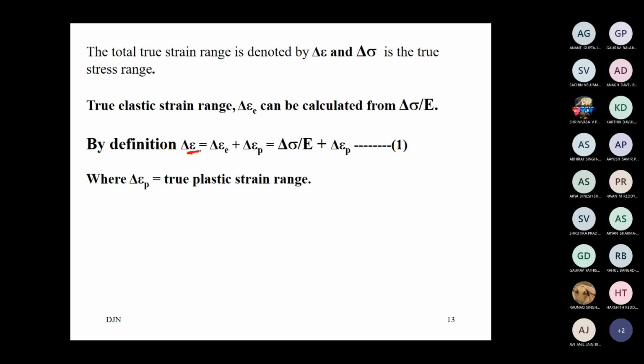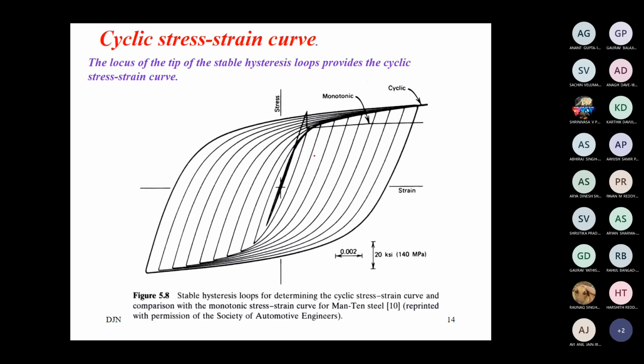So total strain is nothing but elastic part and the plastic part, where the elastic part can be easily related with the help of epsilon, this Hooke's law, Young's modulus. For the plastic part, we have to use the corresponding equation. Okay, true plastic range. We have to determine this plastic part. CSSC, I have explained one method. There are three different methods to obtain this hysteresis loop, and then connect the tips of these hysteresis loops to obtain the CSSC curve.